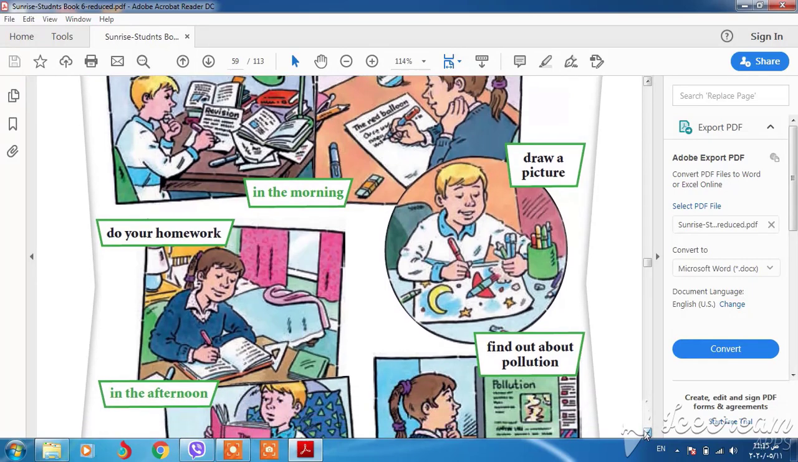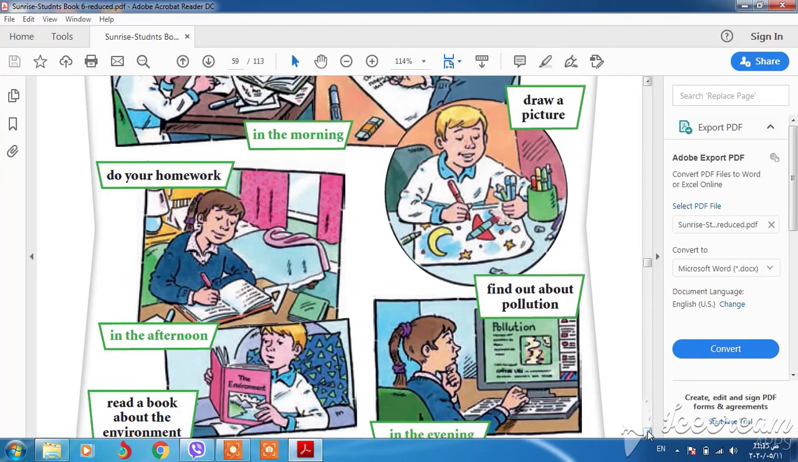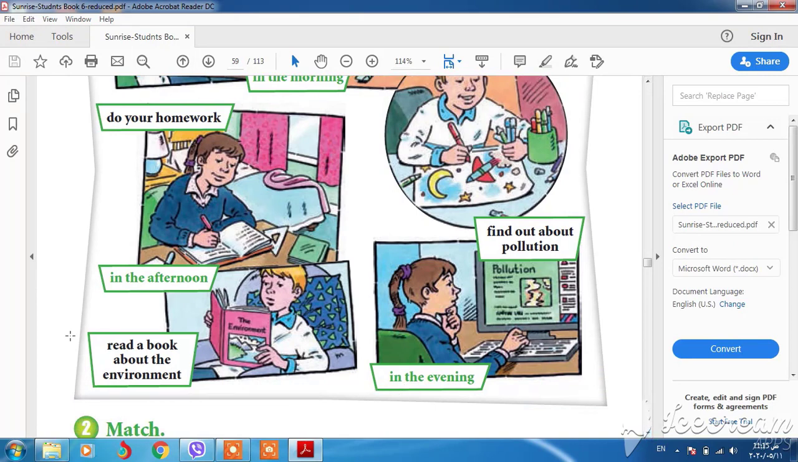Find out about pollution. Find, it's present. If we make it to past, it will be found. Okay, read a book about environment. Read, we have read also. Yes, it's the same thing, read a book.